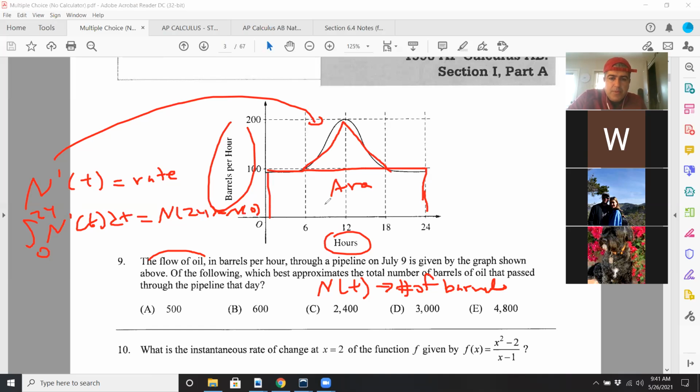That's going to be 24 times 100, or 2400, base times height. That's going to be 1/2 times base times height. Your base is 12. Your height is 100. So that's 600. Add up, you get 3000, and that's why it's D.